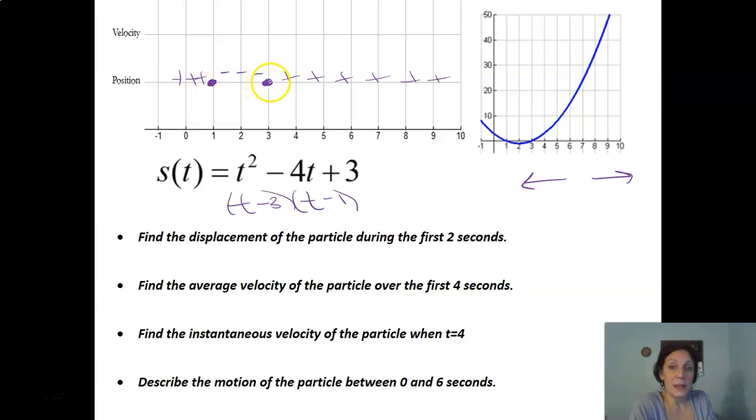Between 1 and 3, it's to the left of its starting point. And then from 3 on, it moves to the right of its starting point again, or its 0 displacement. Okay, so let's take a derivative.